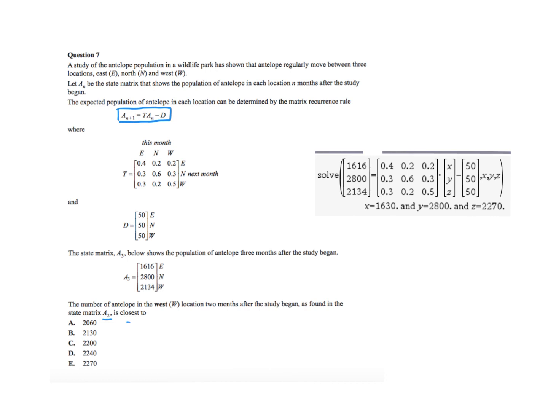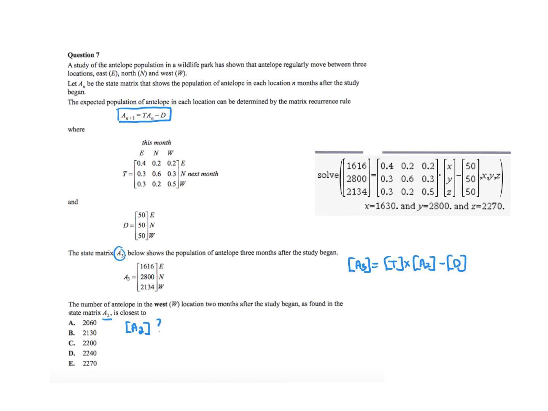So what we know, A2 is the question. That's what we need. We need to know what A2 is. So what you can do is, like what I said before, link up the ones you've got. If you've got A3 and you need A2, find a statement that would link them together. You know that you found A3 by going the transition times A2 and minus D. That's how they found it.